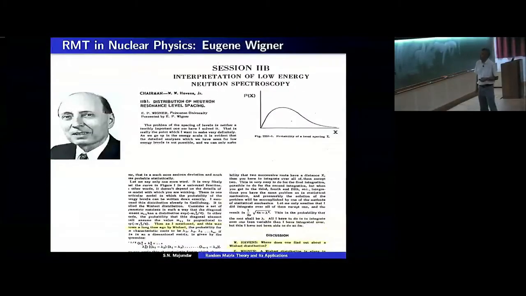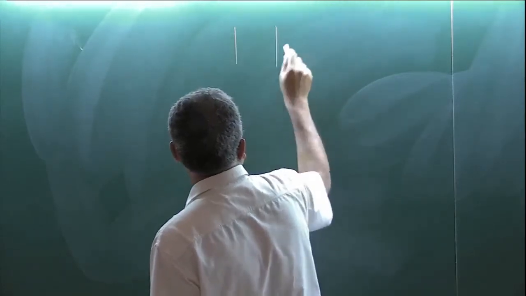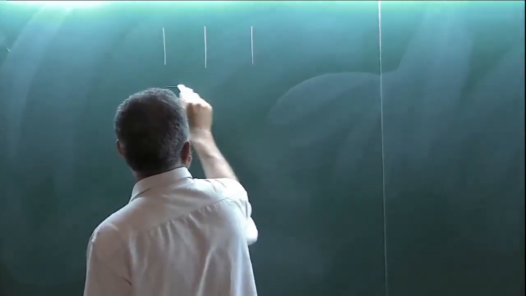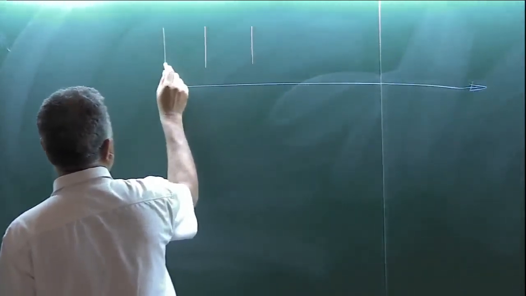But I just wanted to show you this picture here. What you see here is a graph. If you go to an experimentalist in nuclear spectroscopy, they tell you the eigenvalues, the spectrum. So what I'm plotting here is just the energy levels of a nucleus.